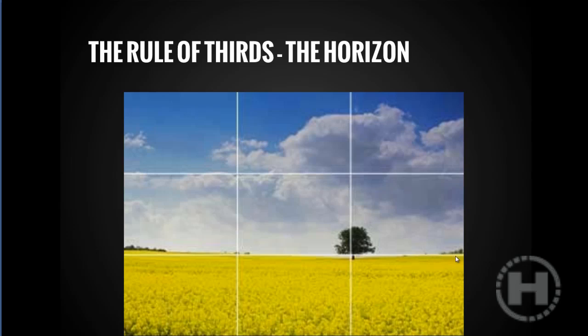Now, when you are dealing with horizon lines, so landscapes, or even when you're shooting subjects and there's a horizon in the background, the rules are that you need to place the horizon line, again, not in the middle of the frame, but on one of the two horizontal lines.